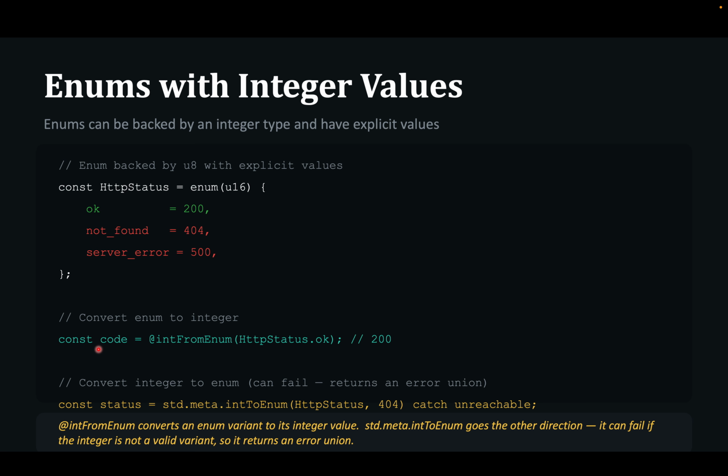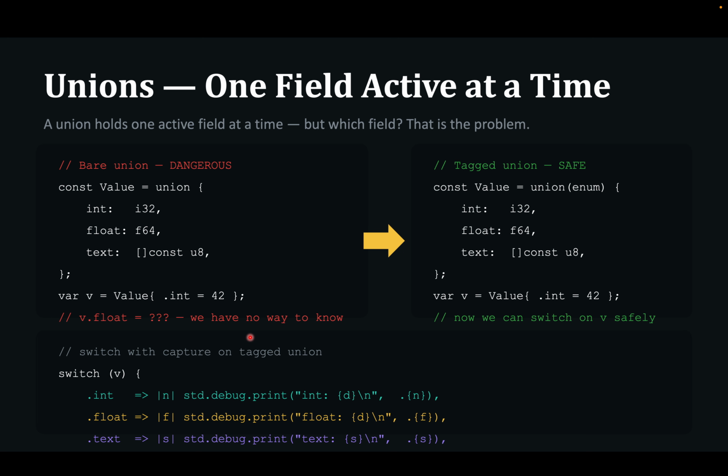Here, you have already seen the methods, so init from enum, or you can use the other method, which goes in the other direction and converts an integer into the matching enum variant. This can fail if the integer does not match any variant. So basically, if you try to pass 404 and it doesn't match any variant here, it can give you an error, which you're already seeing.